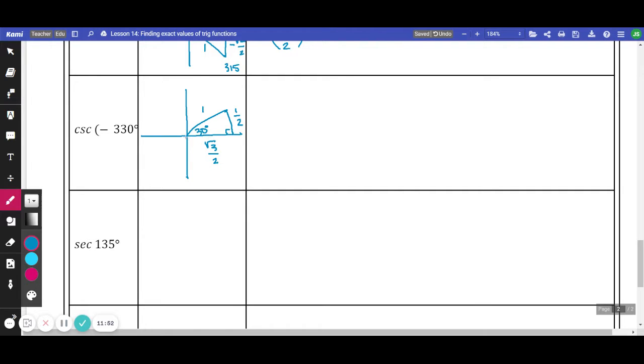This side is positive because from the origin it goes to the right. Right is positive. This side is also positive because it goes up. Up is positive. So cosecant is hypotenuse divided by opposite. So do 1 times reciprocal 2 over 1. 1 times 2 is 2, divided by 1 is 2.